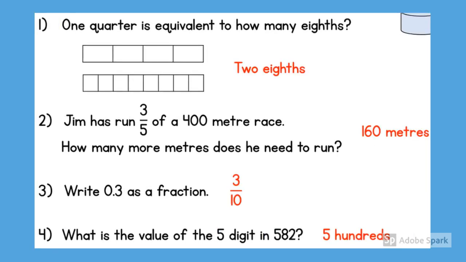Let's check our answers. 1/4 shaded is the same as 2/8 shaded. If we have a bar model here, 400 is split into 5 equal parts of 80. 3 of those parts would be 240, leaving 160 metres to run. Now using place value, 0.3, the 3 is in the tenths column. And again with place value, the 5 is in the hundreds column.